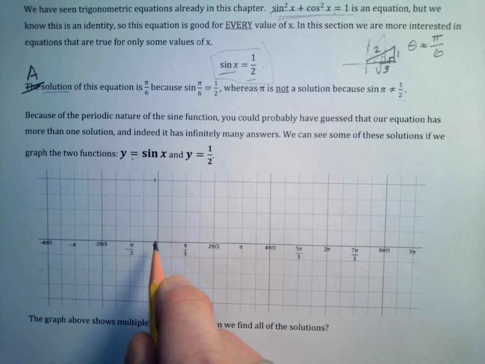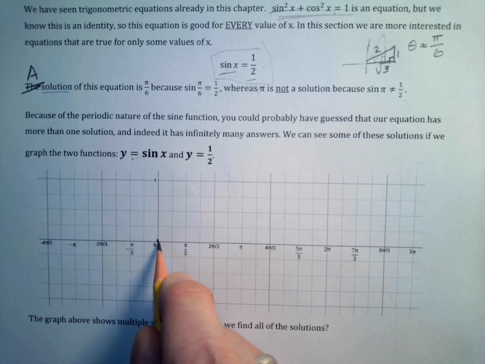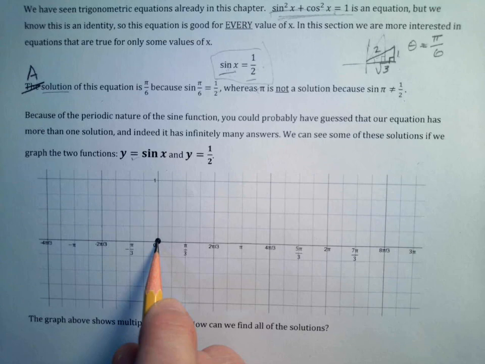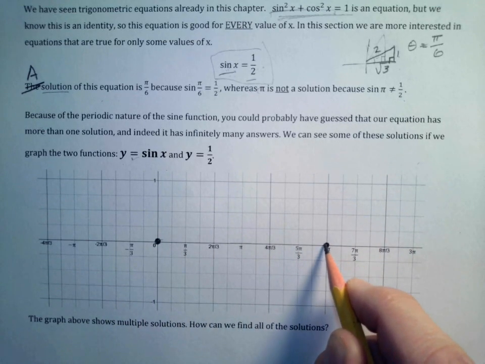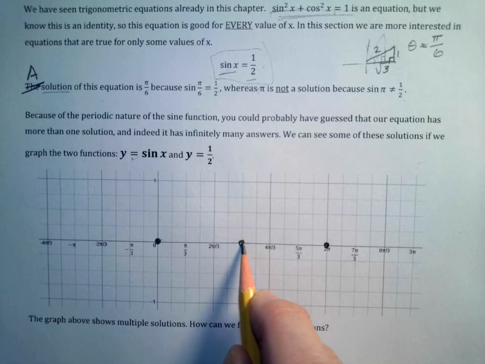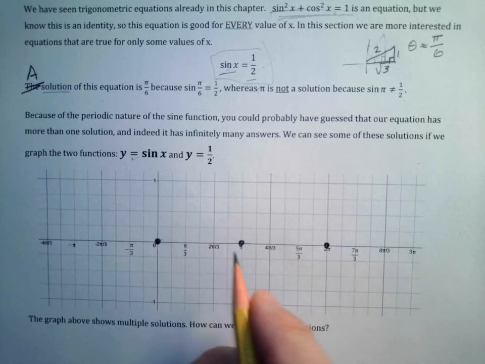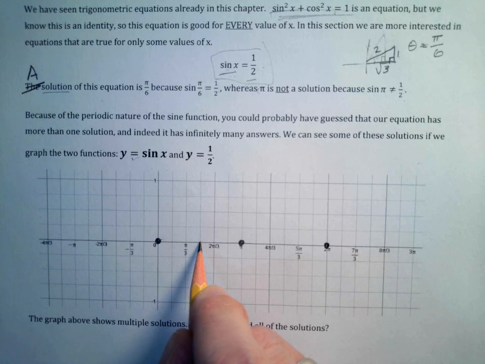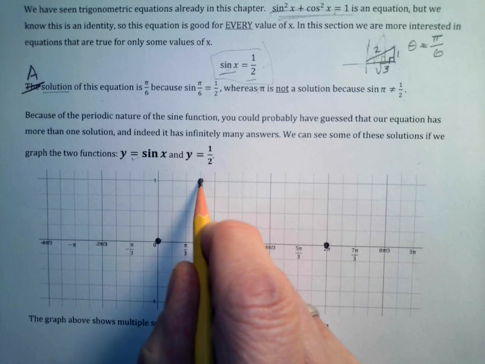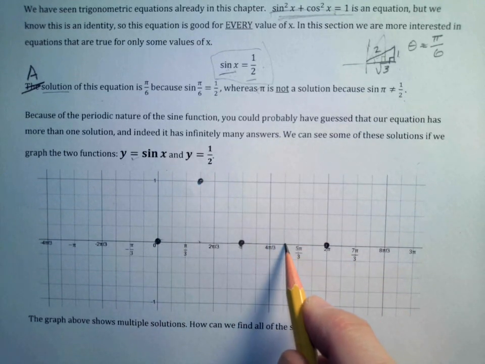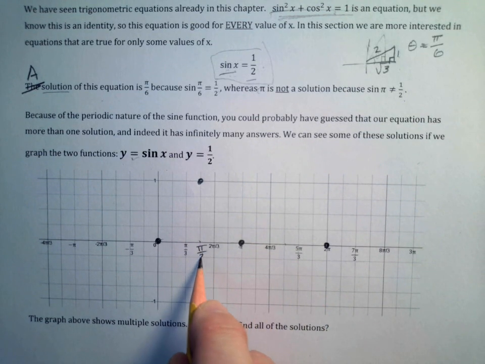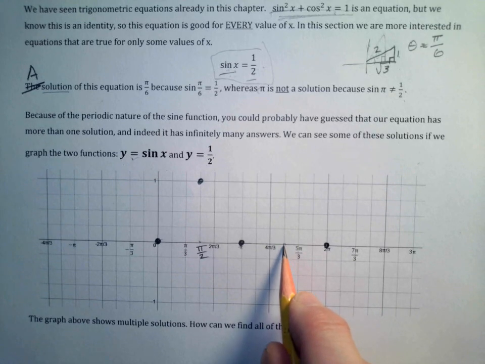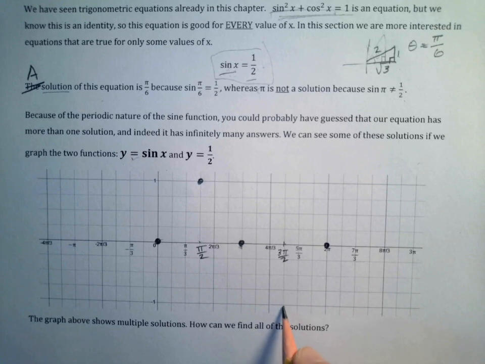Sine, we know, is 0 at 0. The period is 2 pi, so let me go over here to 2 pi. Half of that is pi, so I know I'm here. Halfway between that would be about here, where we'd be up at 1. Halfway between is pi over 2. And halfway between here would be 3 pi over 2, and that's down here at -1.